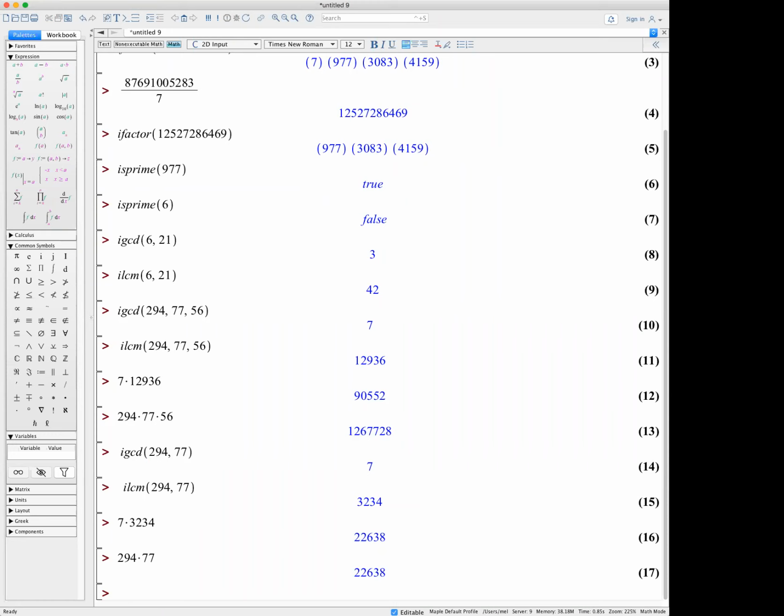Okay, understood. Right. So for 2 numbers, that's a theorem. For 3 or more numbers, it's not true.